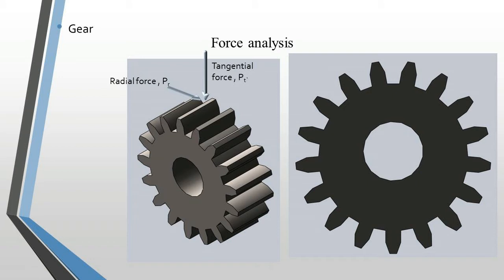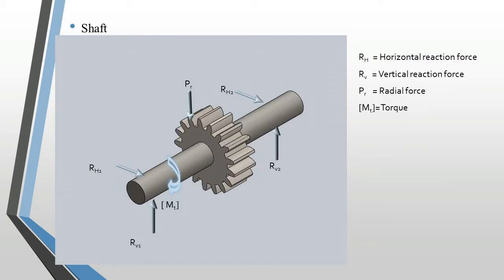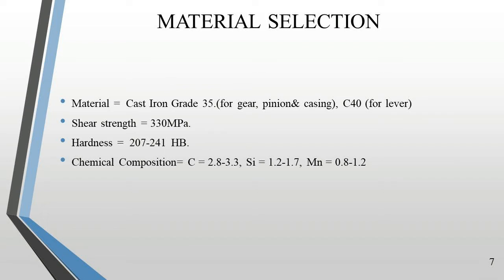Next is the gear. The gear is subjected to radial force and tangential force, which are known as PR and PT respectively. The next slide consists of shaft. The shaft is subjected to horizontal reaction force, vertical reaction force, radial force PR, RV, and also subjected to torque MT. Material selection. We are selecting cast iron of grade 35 for gear, pinion and casing, and C40 for lever.